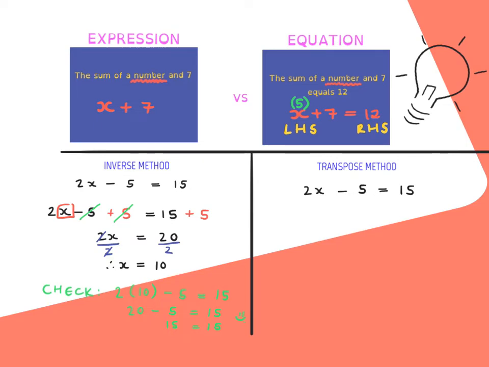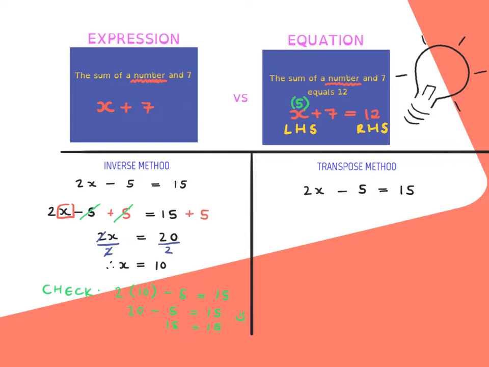All right, so the inverse method is essentially: what I do to one side of the equation, I need to do to the other side. If I added 5 on the left-hand side, I add it on the right. If I divide by 2 on the left-hand side, I divide by 2 on the right. And we can quite clearly see this happening when we're using the inverse method.